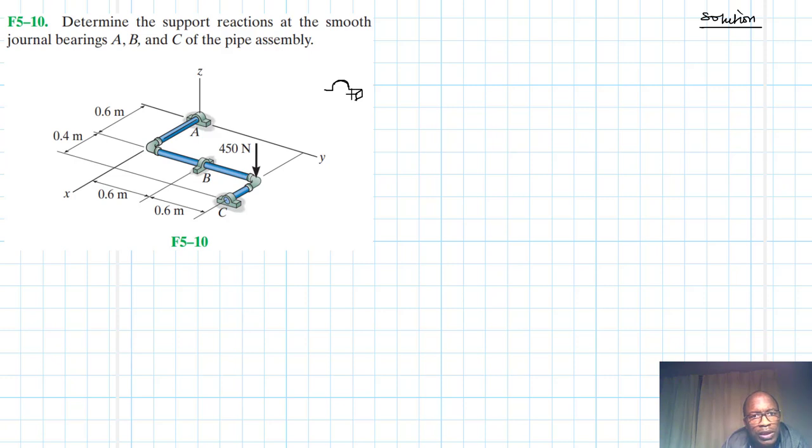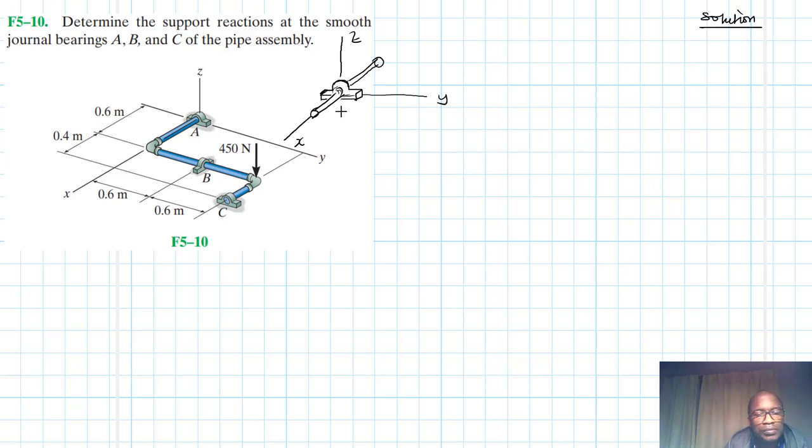So imagine you have a journal bearing like this one here, and then you have a member coming in. Imagine you have a rod and then it comes out like so. You have something like this, and then you have a rod that comes out the other side like that. And if this is your z-axis, and let's say this is your y, this is your x.